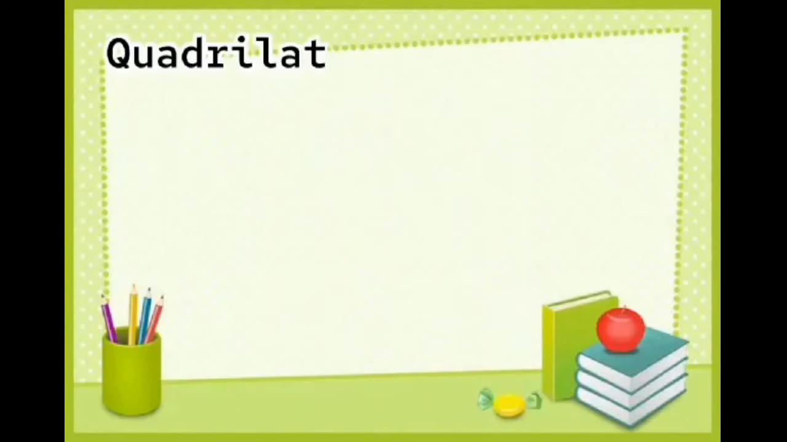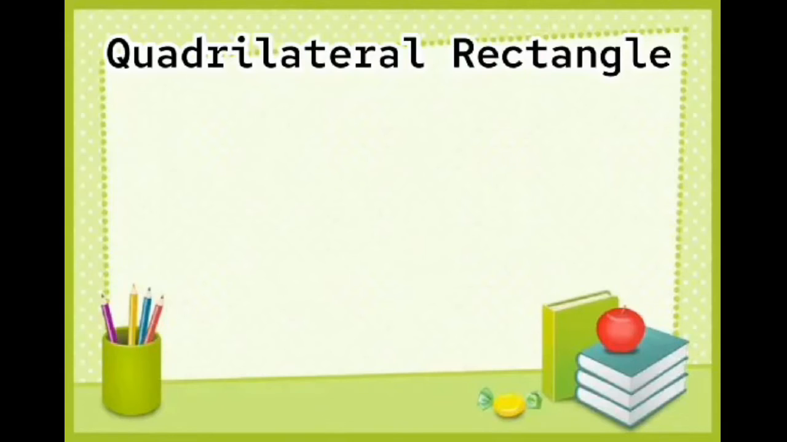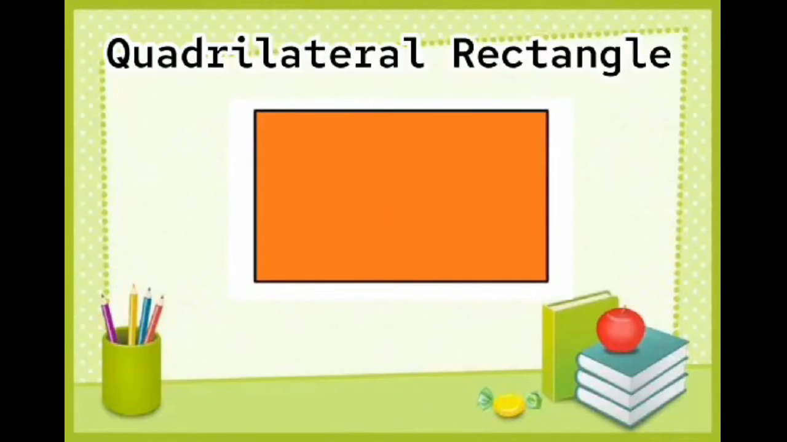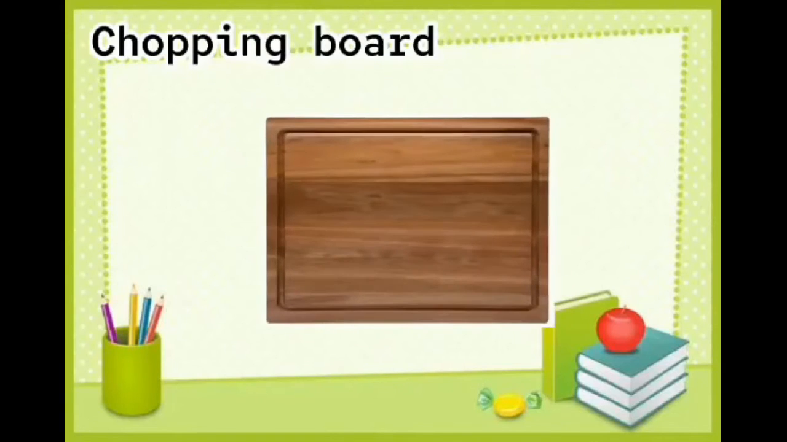For our last polygon is a quadrilateral. A rectangle is a quadrilateral with four sides and four right angles. Our example is a chopping board. A chopping board is a go-to kitchen tool for the most basic and essential process of cutting and chopping raw food items. Let's count the sides. 1, 2, 3, 4.